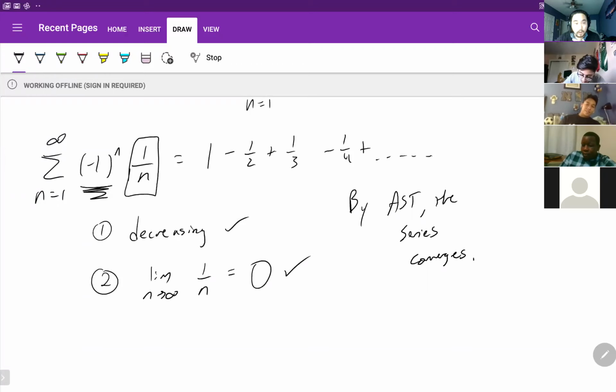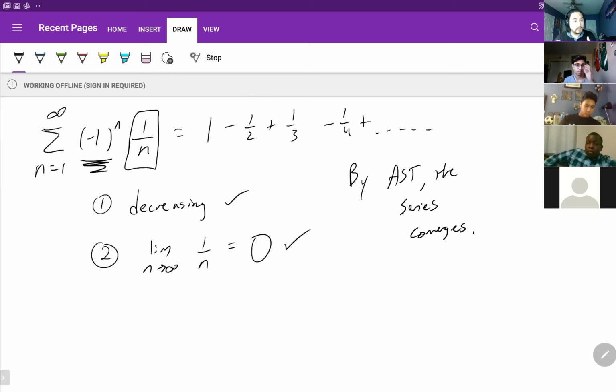Okay, and that's it. That's AST. AST is pretty easy. If you're given a series with an alternator, just check if it's decreasing and check if it goes to 0. If it fulfills that, it's convergent. I kind of want to take this a step further though, and make sense of what we just did, because this is a pretty interesting example. We said that 1 over n diverges, but 1 over n with an alternator converges.